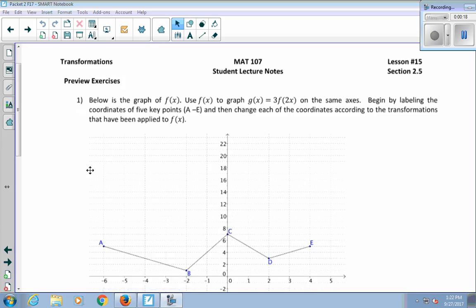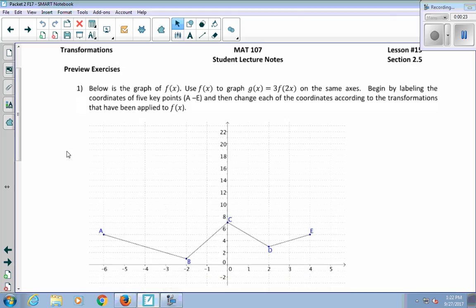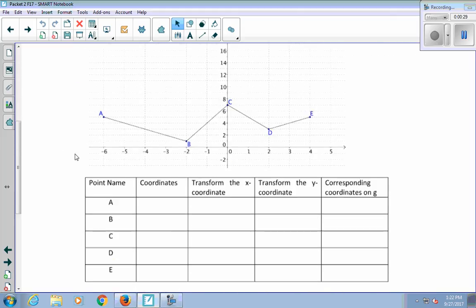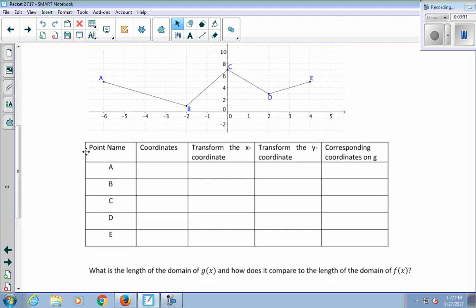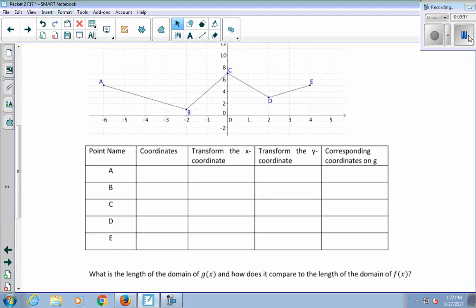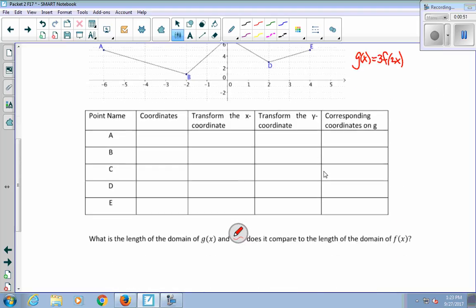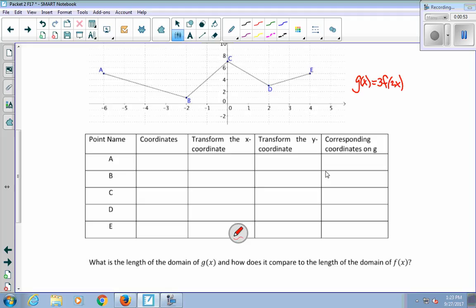We're going to start by labeling the 5 key points A through E, and then change their coordinates according to the transformations. So let's see, I'm going to write 3 f of 2x. Remember that g of x is 3 f of 2x. So now I can see my formula and my graph and my table all on the same screen.